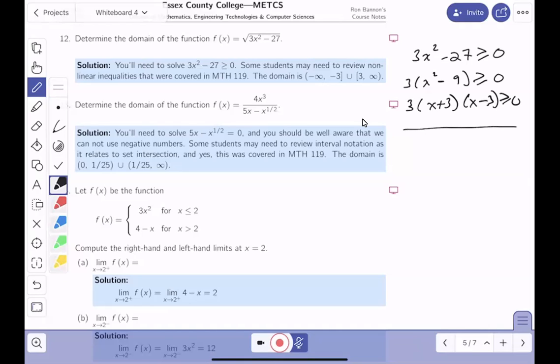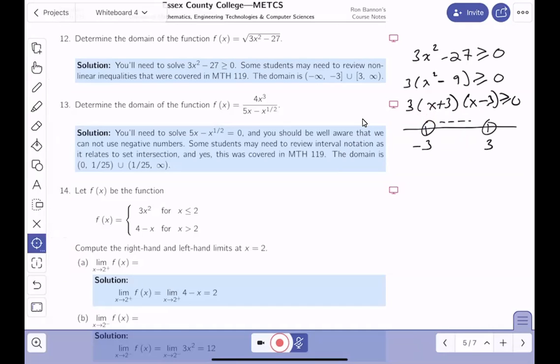Just doing what you did in 119. There's 2 zeros, minus 3 and 3. I would take a test value, like between minus 3 and 3, a good test value would be 0. Plug it in. What do you get? Positive, positive, negative. So in that interval, it's definitely negative.